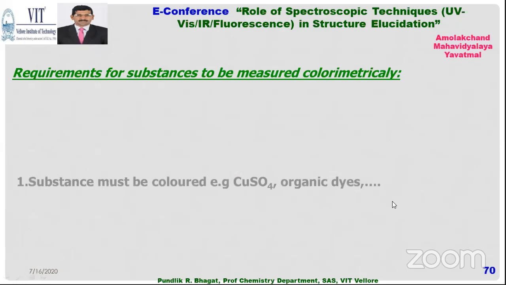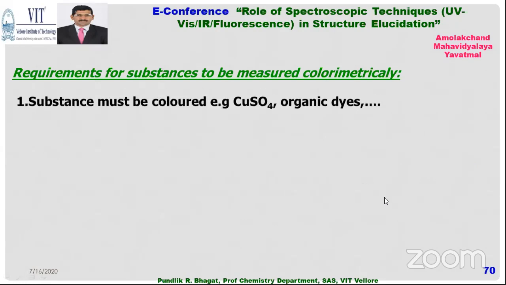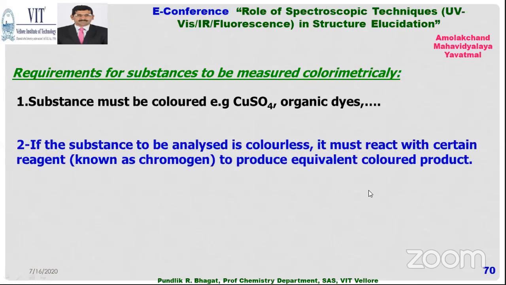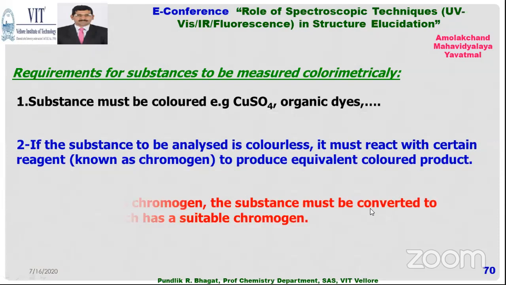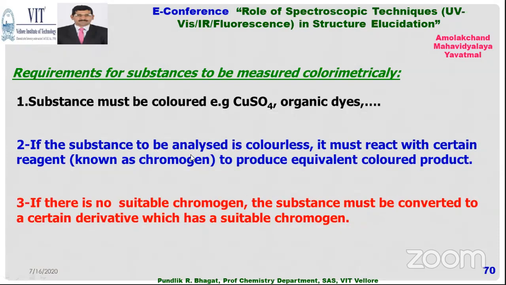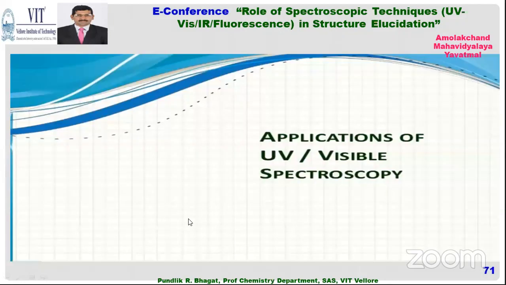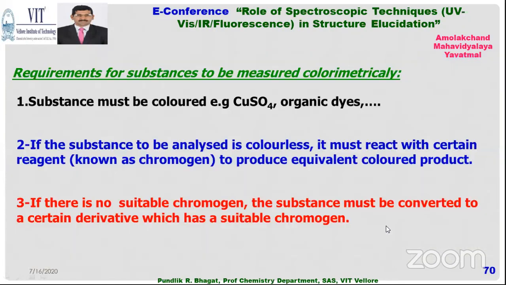So what are the requirements? For colorimetry, which is based on UV-visible, we need a colored substance or organic dye, or a colored substance like copper sulfate. And if the substance to be analyzed is colorless, it must react with some reagent, that is a chromogen, so that it will form a colored compound. That helps to determine the absorption by using colorimetry.